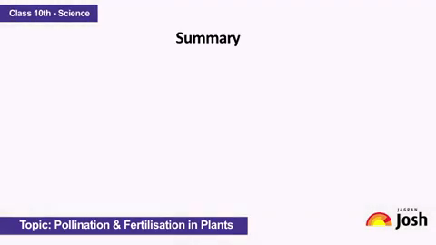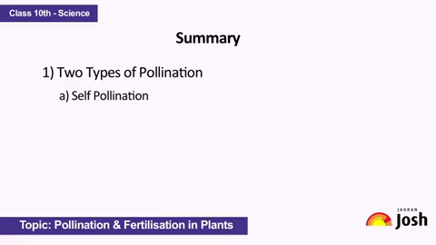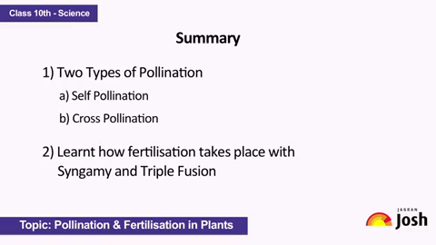In this video, we learnt about the two types of pollination, that is self-pollination and cross-pollination. Also, we learnt about how fertilization takes place with syngamy and triple fusion.